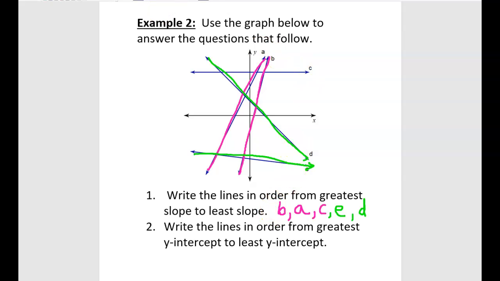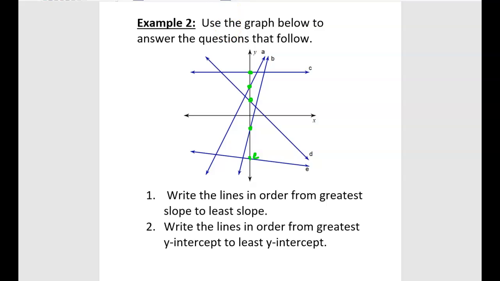Now, a different question comes. Write the lines in order from greatest y-intercept to least y-intercept. Well, the y-intercept is where it touches the y-axis. So C touches the y-axis right here. A touches the y-axis right here. We have another one touching here, that's D. We have another one touching the y-axis here, that's B. And then finally we have E.